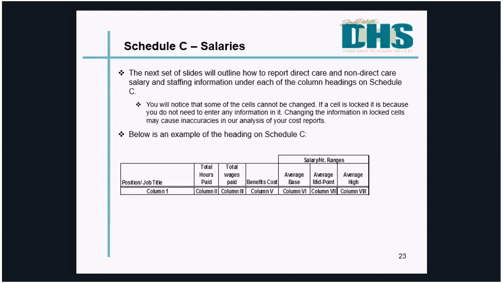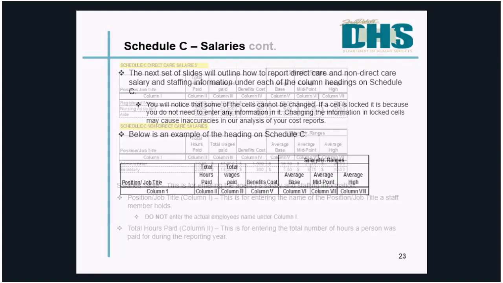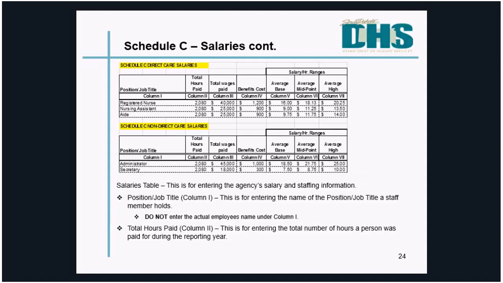Those are synonymous with each other, and within the cost report template we'll explain. There is a section at the bottom of the template. It shows what's needed for each column. We'll move into greater detail. Again, for position and job title, please do not enter the employee's name. We strictly want job titles or positions, whatever you might call them.